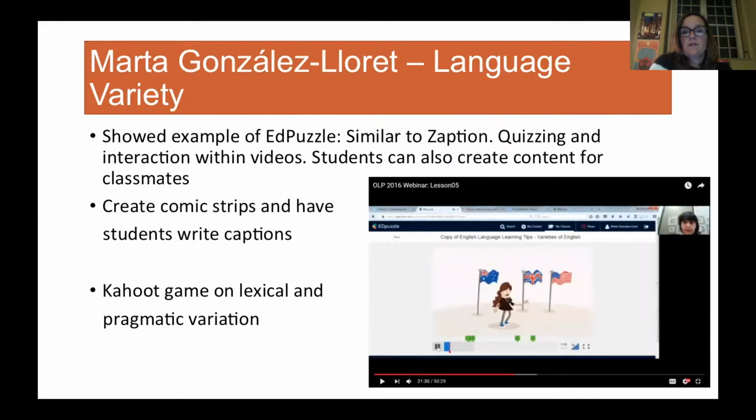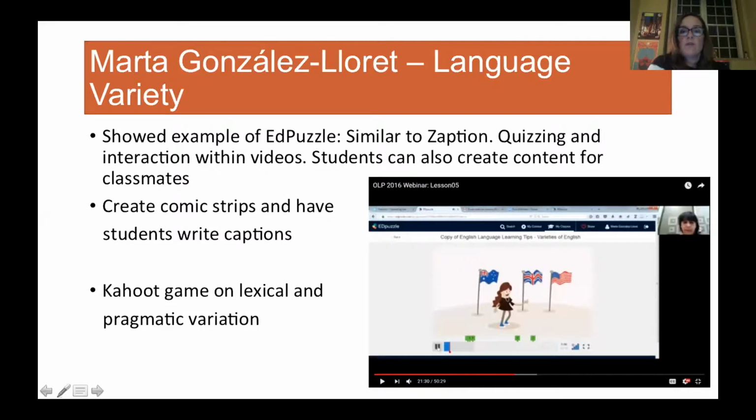So that is, I think, what a lot of people have landed on as an option to Zaption, since Zaption has gone away. Quizzing and interaction within videos. If you remember this video, she showed us to talk about the difference between US English, British English, and Australian English. And another way that you could do that would be with comic strips. Students could write their own captions, and students could also use these tools themselves to create content for their classmates.